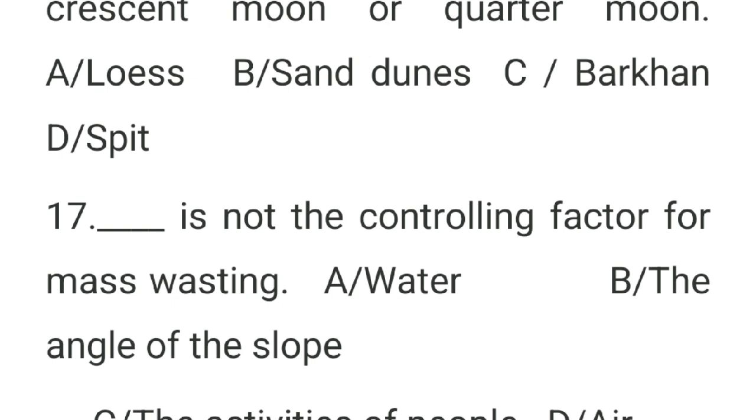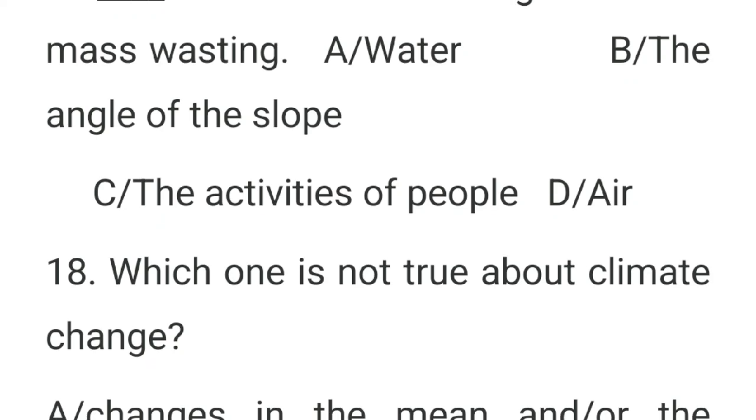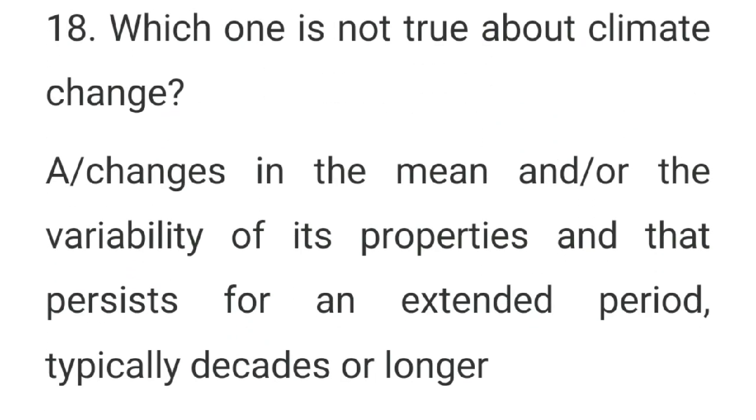Which one is not true about climate change? A, changes in the mean and/or variability of its properties that persist for an extended period, typically decades or longer. B, any change in climate over time due to either natural variability or human activities. C, a relatively distant problem that simply implies that it will get hotter. D, none. The answer is D.